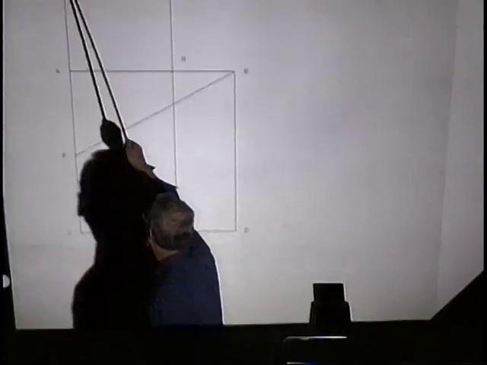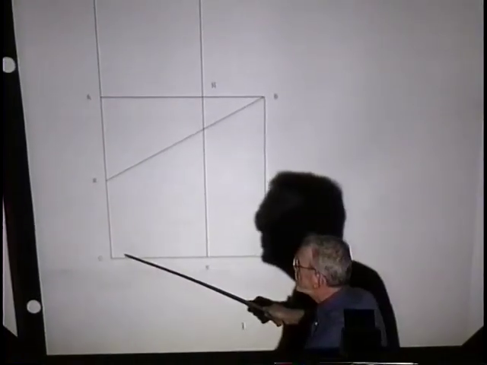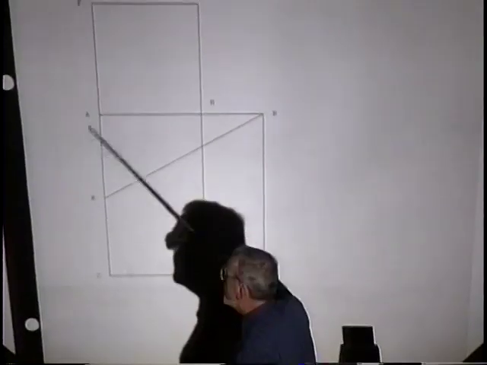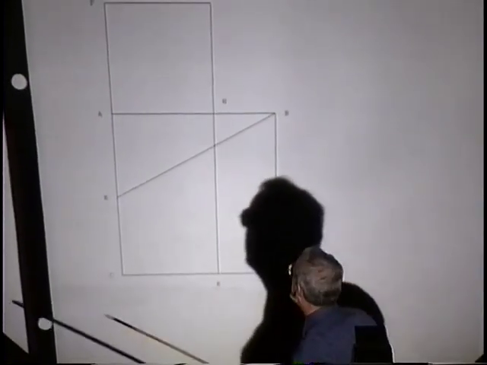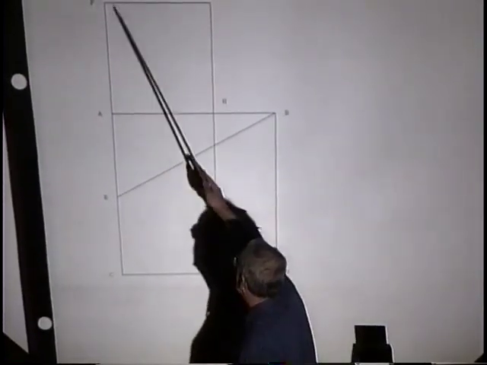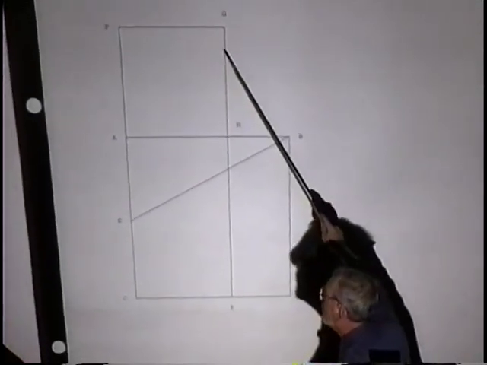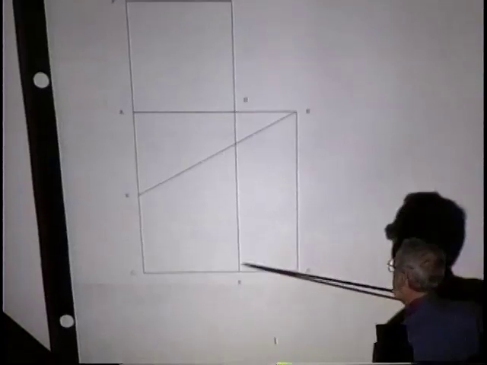CF is this. No, it won't quite do it. CF is this, if you like. FA is either this or this. So we have the area of this is equal to BA squared, is equal to this.